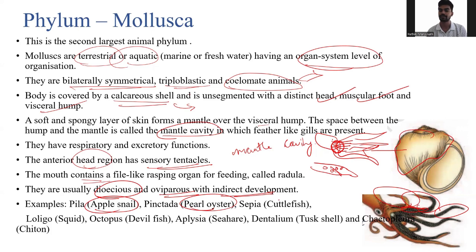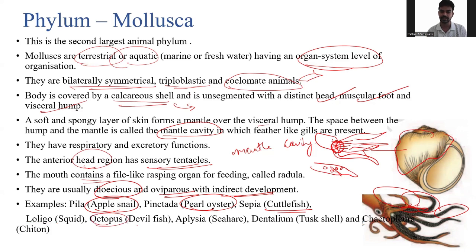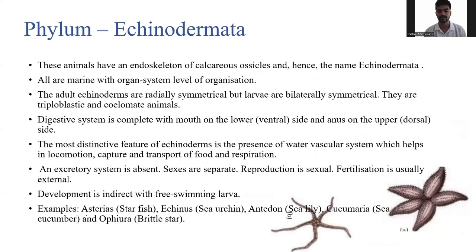You have another, Sepia, which is the cuttlefish, and Loligo, the squid. Then Octopus, which is called the devilfish. These are tusk shells, everything. These are some of the examples of the Mollusca. So this is all about the Mollusca.